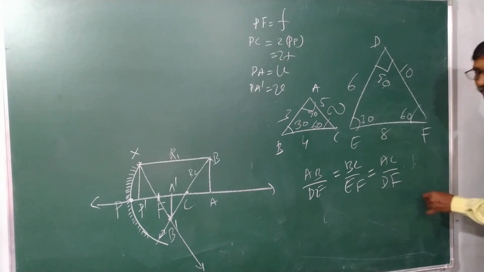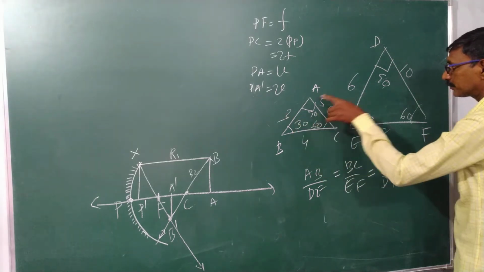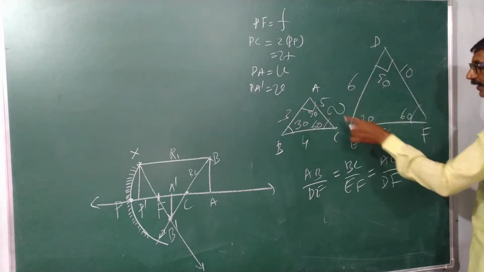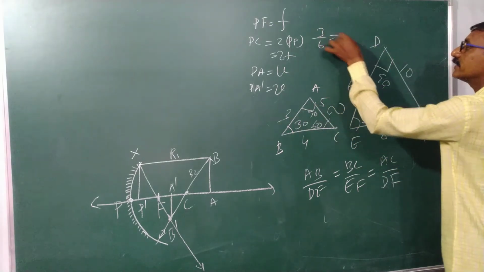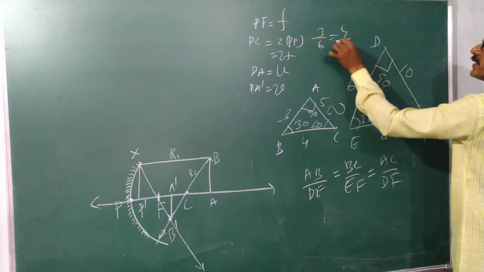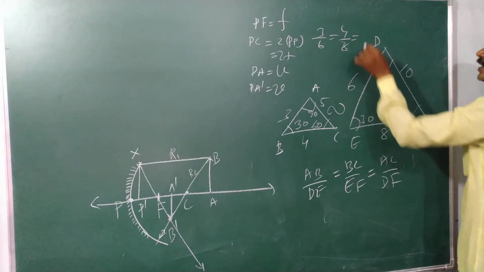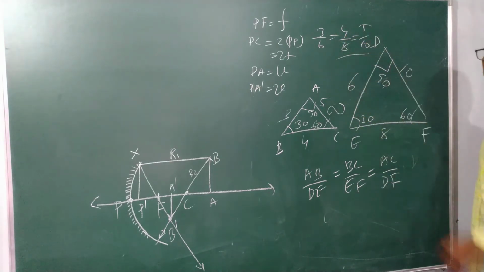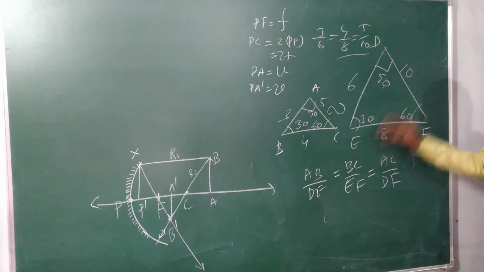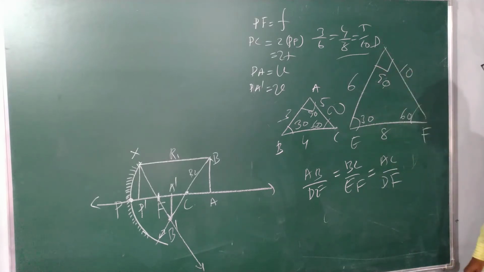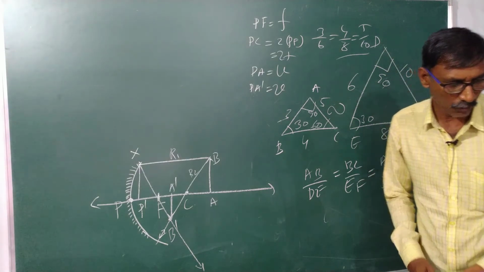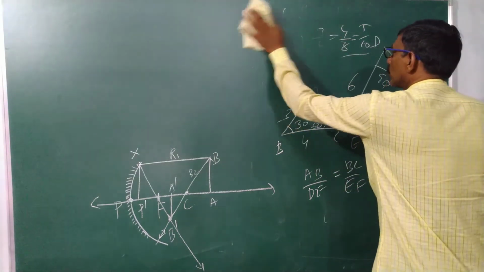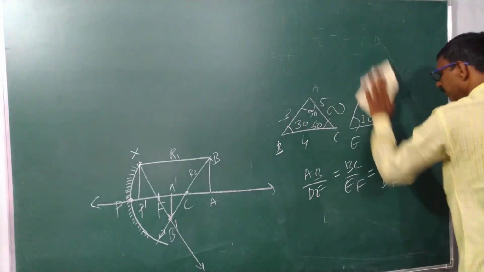So AB by DE, 3 by 6 is equal to 4 by 8 is equal to 5 by 10. See? 1 by 2, 1 by 2, 1 by 2. So, okay, anyhow, now you understand the properties of triangles. Now we are going to prove 1 by f is equal to 1 by u plus 1 by v.